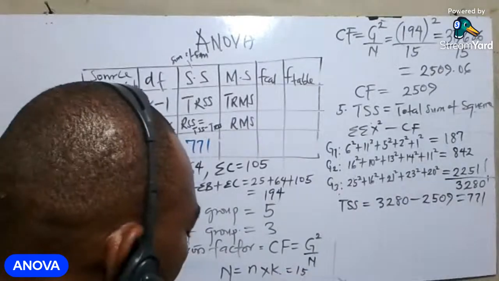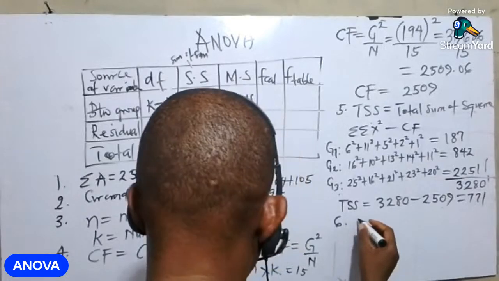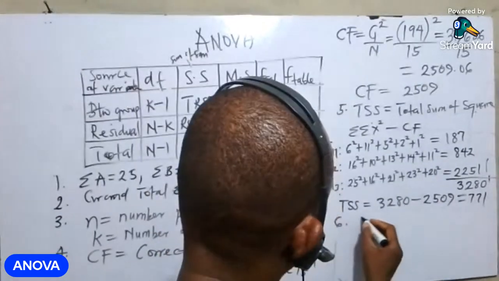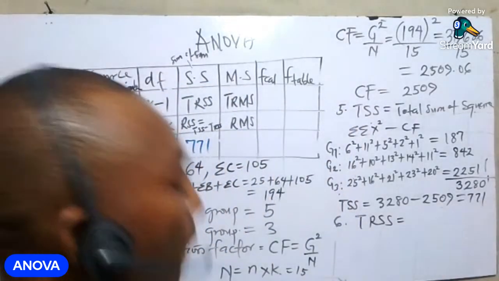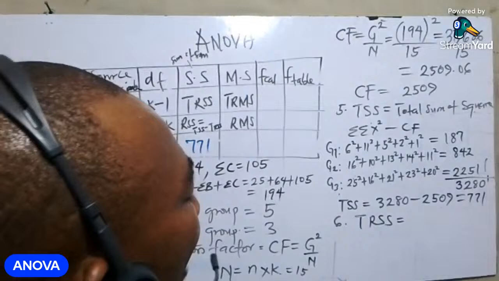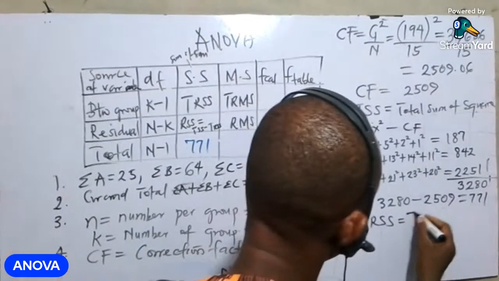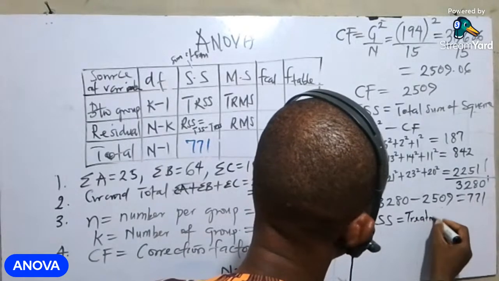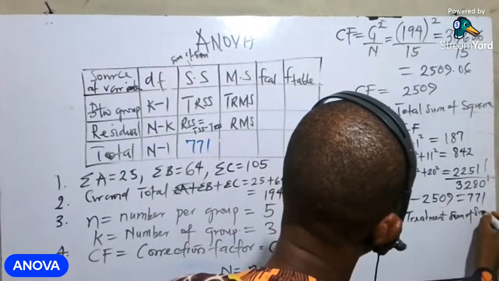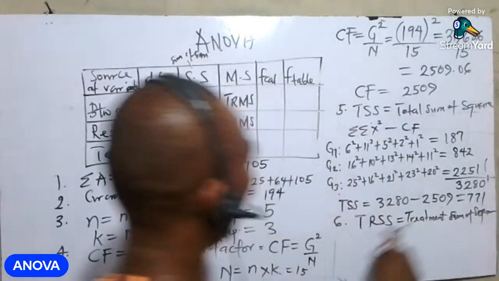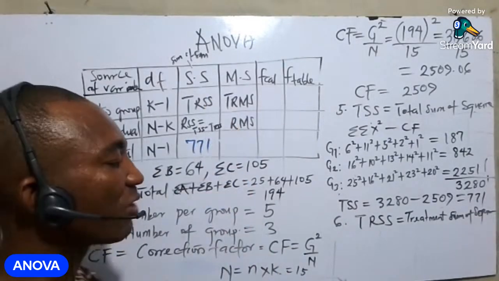So step 6 now. I'm moving on to step 6. Step 6 is for me to compute the TRSS. What's the meaning of TRSS? That is the treatment sum of the square. You can see TRSS here.